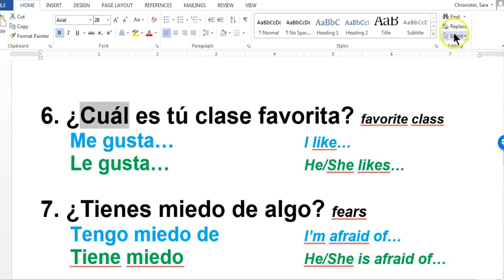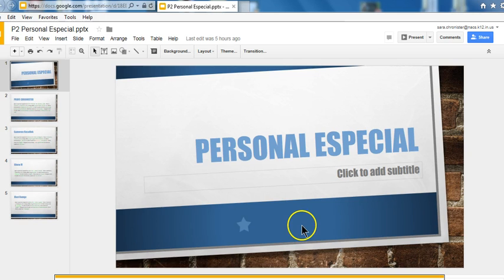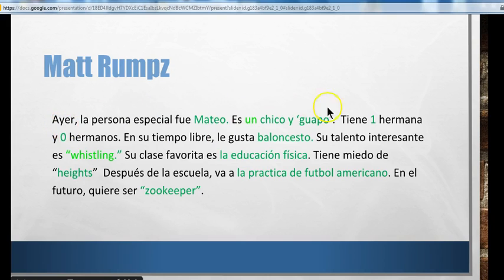Just really quickly. Then the next day, I show this. So the questions that you saw, I actually ask second. This is what they see at the beginning of class. So, present tense. We go over it. I read this to them in Spanish, and then we karaoke it in English. So as a class, we'll say, yesterday, the special person was Matt. He is a boy and good looking. He has 1 sister and 0 brothers. That way they get to see all these words. He has fear. After school, he's going to. In the future, he wants to be.